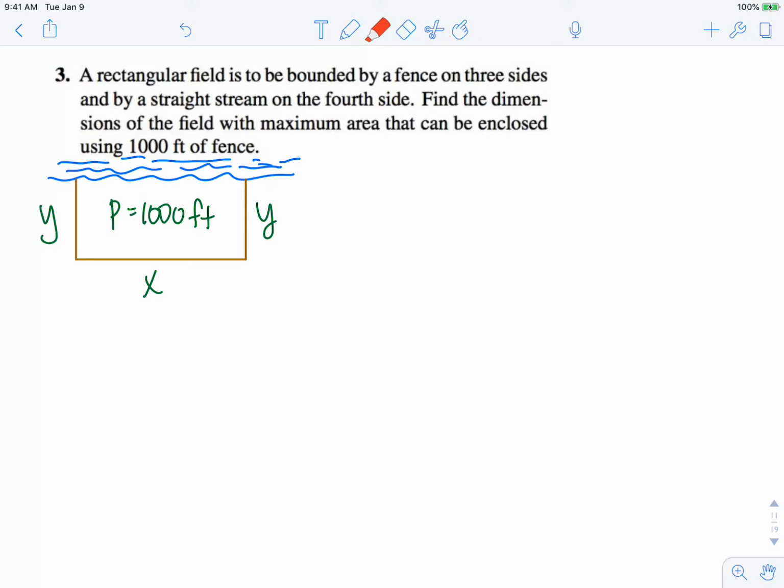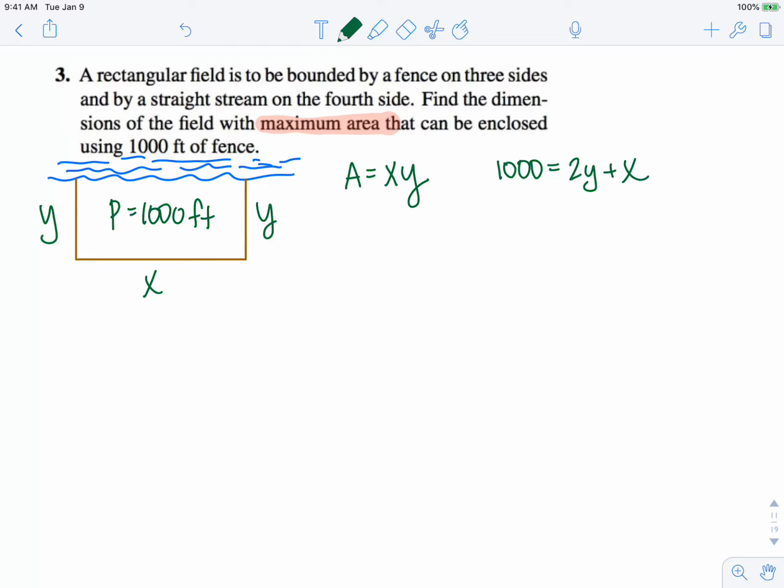So we need to pay attention to that the problem is asking us to find the maximum area. So that means we should begin by finding an area equation. Area of a rectangle is base times height, x times y. Now remember, normally we want a function of only one variable. So we're going to use the restriction of our perimeter to solve for y in terms of x.